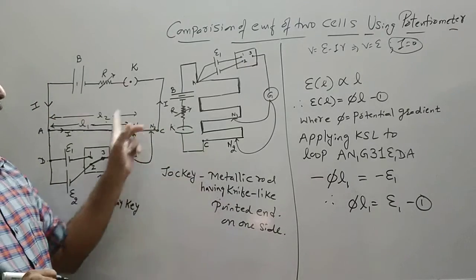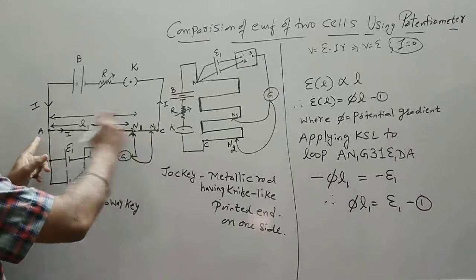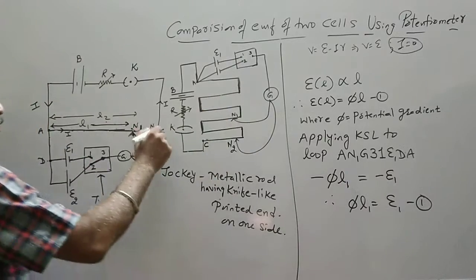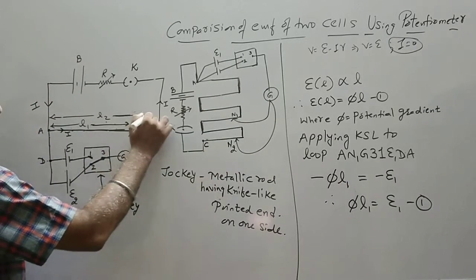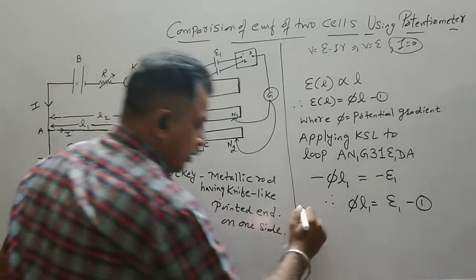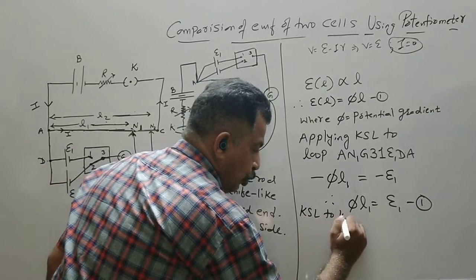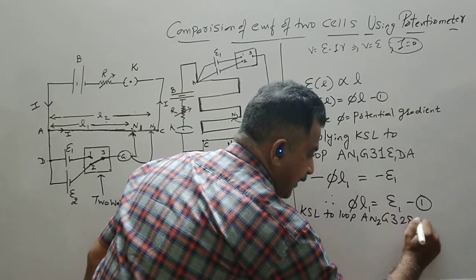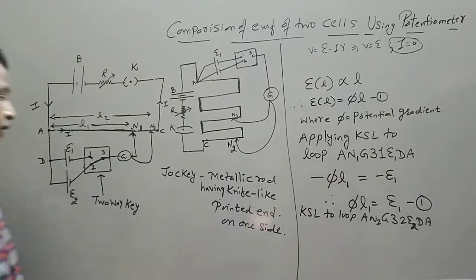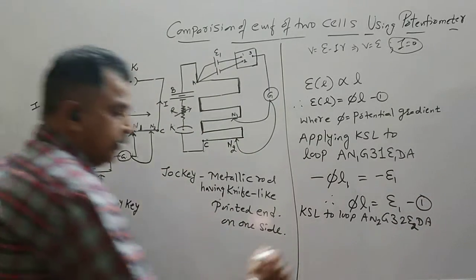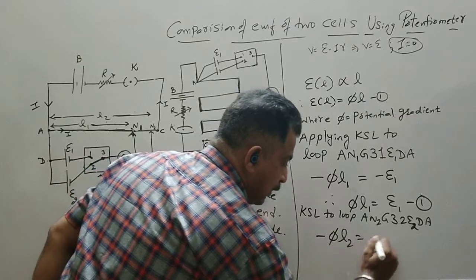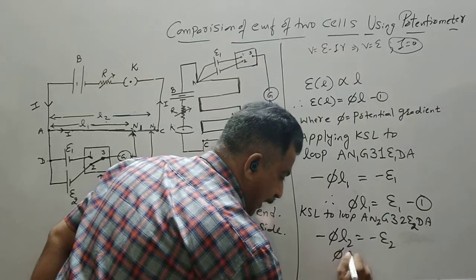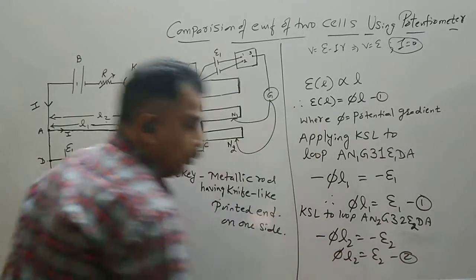This is the same diagram, the only difference is that the wire here is shown in a straight line, while here the wire is bent. So this is the new null point, and let this distance be L2. Now I apply Kirchhoff's second law to loop A, N2, G, 3, 2, E2, D, A. So again, this will be minus phi L2 is equal to minus E2. So this can be written as phi L2 is equal to E2, that is equation number 2.